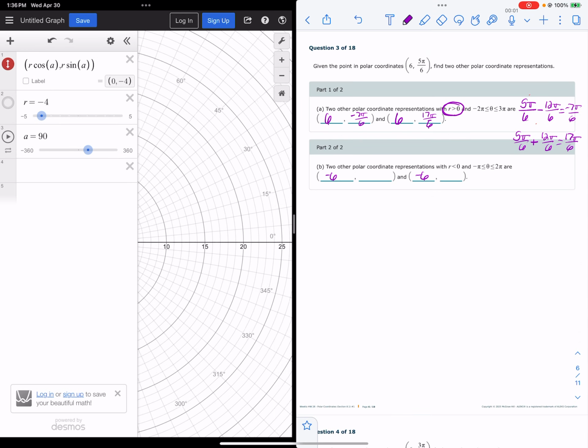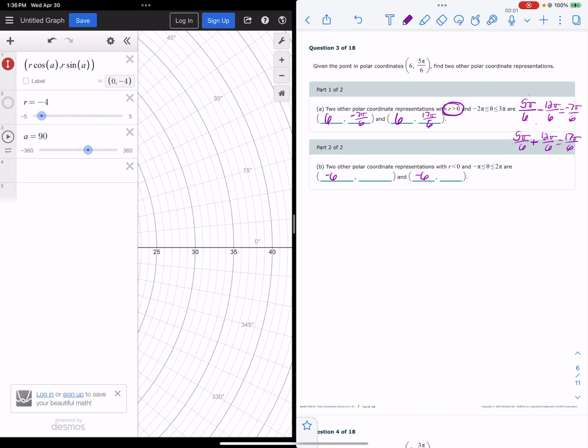Okay, so what you, whoops, why is it not doing this?